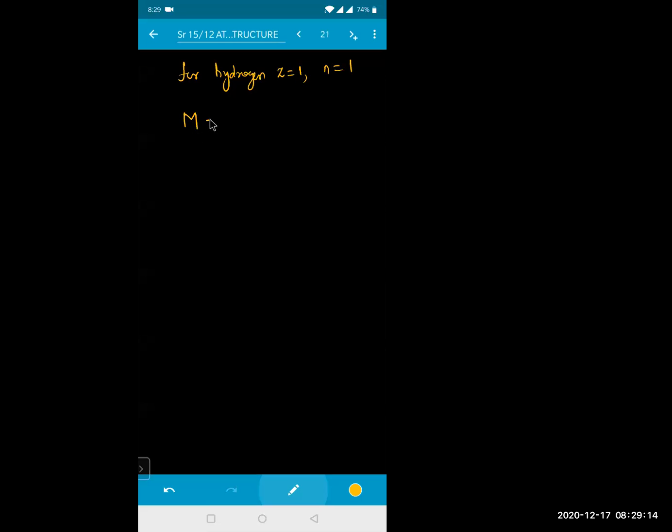So the magnetic moment will be equal to e into v1 into r1 divided by 2. That will be equal to the charge of the electron, 1.6 into 10 to the power of minus 19, into the velocity of the first orbit, 2.2 into 10 to the power of 6, into 0.53 into 10 to the power of minus 10, because Z is 1 and n is also 1, divided by 2. That will give me the answer. Tell me what is the answer.